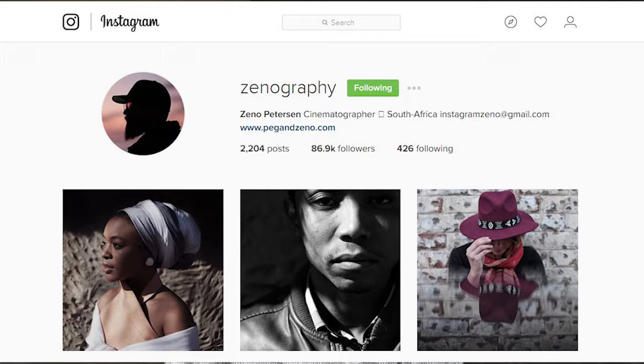One of my favorite portrait photographers is actually from South Africa. His name is Zeno Peterson. He is probably the best portrait photographer in South Africa in my eyes. So he uses shadows and contrast quite a bit in his photos, and they are all amazing. So he's definitely a good example to check out for portrait photography.